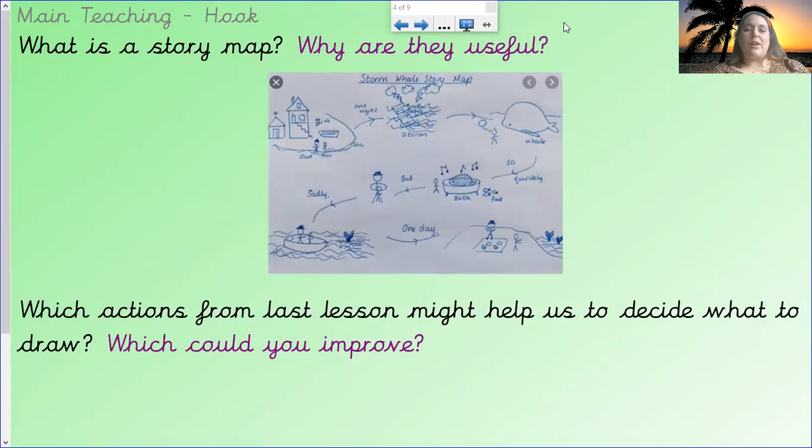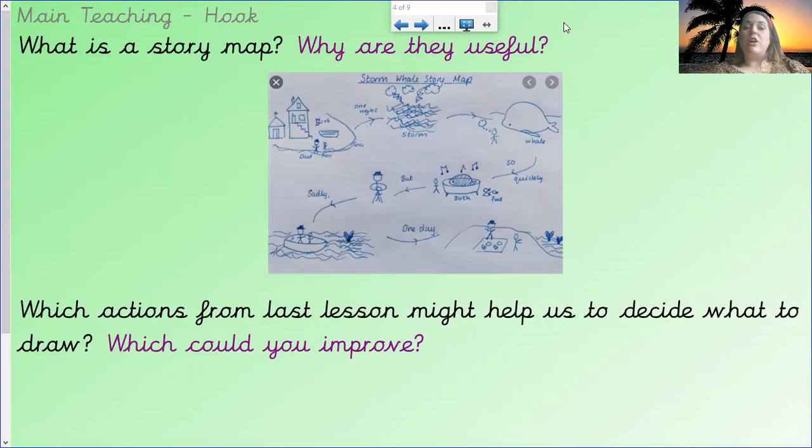Okay, today we are going to be creating a story map for our non-chronological text. What is a story map? I put a picture there to help you. Have a think. You've done lots and lots over your time at school. A story map is a single page with very simple pictures on that help us to remember the structure of a text. Why are they useful? Well, they actually help us, like I just said, to remember the structure of a text.